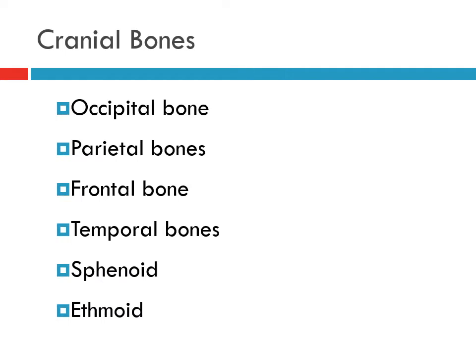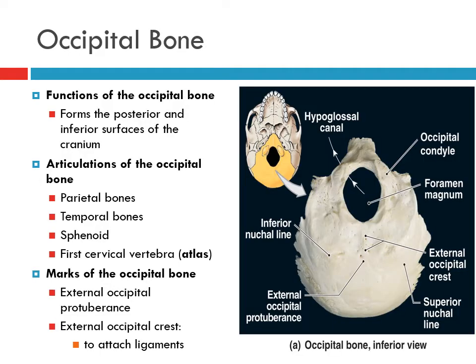So we're going to learn about the bones. I always feel like I should switch that around and teach you the bones first, but we'll get there now. So the cranial bones are the occipital bone, the two parietal bones, frontal bone, the two temporal bones, one sphenoid, and one ethmoid. So we'll look at these each one at a time.